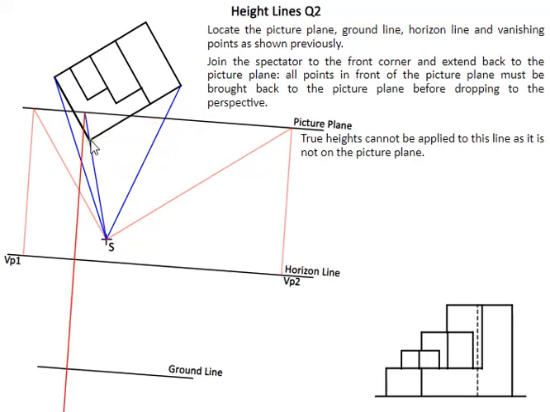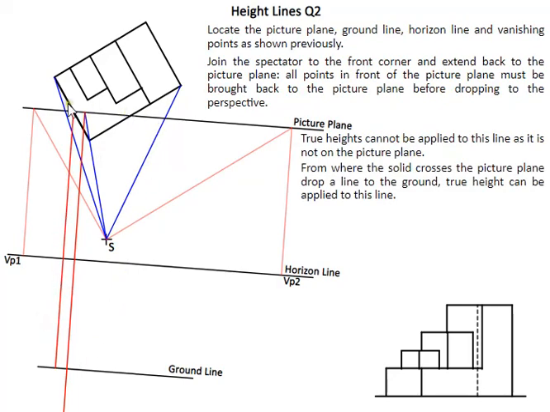Basically our front edge here, we have to bring it back onto the picture plane. So we're joining our front edge here, bringing it back onto the picture plane. So instead of all these points where you locate them here and here, in this case, to locate this point you still need to bring it onto the picture plane. So the difference this time is we're running it up to the picture plane.